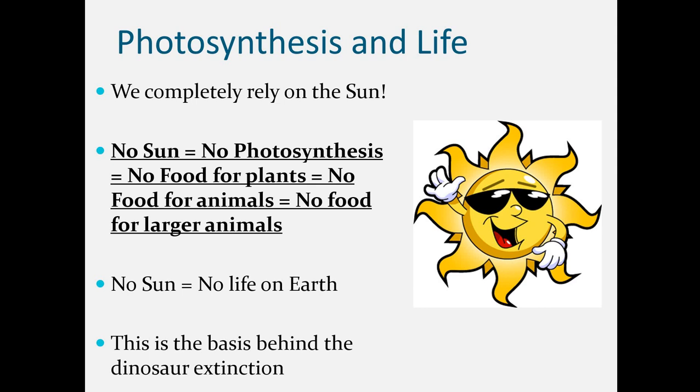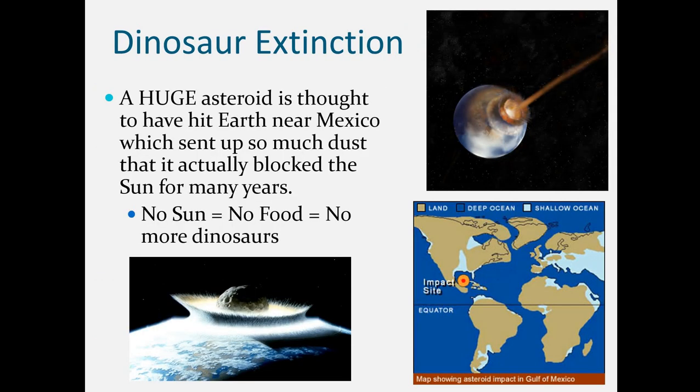At that time there were big animals. In the time of the dinosaurs, there were not big plants to absorb more energy so that they could synthesize the food for the dinosaurs. So that was the reason behind the extinction of dinosaurs. Dinosaur extinction: a huge asteroid is thought to have hit the earth near Mexico, which sent up so much dust it actually blocked the sun for many years. So the energy did not reach that region, and that became responsible for the death of the dinosaurs. This was the theory behind the dinosaur extinction.